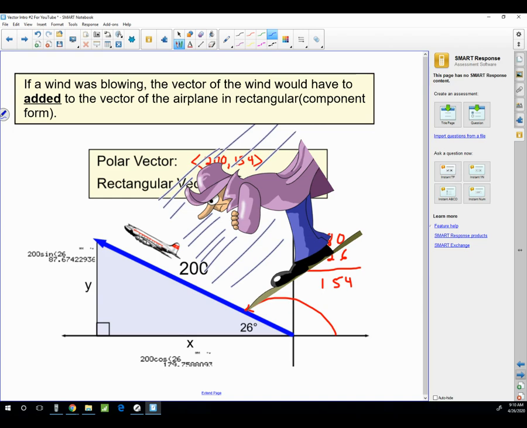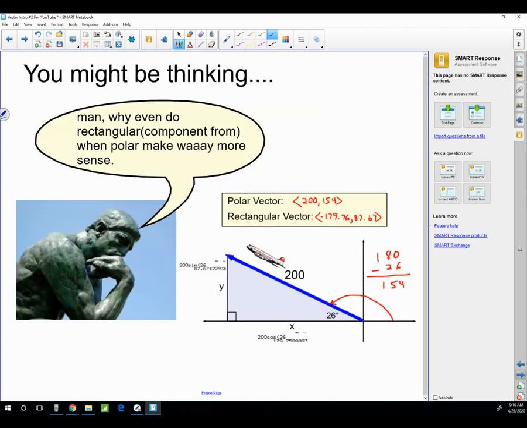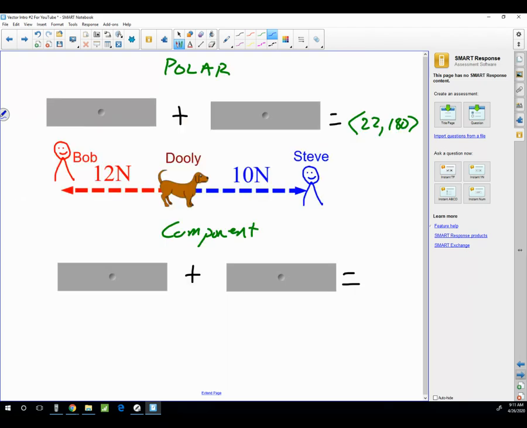We have seen this situation where I had an airplane and some wind. We hadn't quite finished it up, but that's what we're doing today. You might be thinking again, well, I'd rather just interpret this as polar, not rectangular, but not going to help you. Let's look at why.